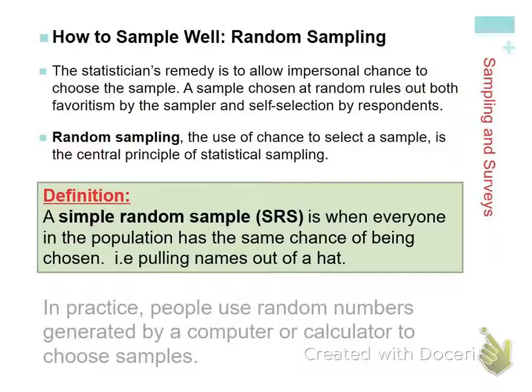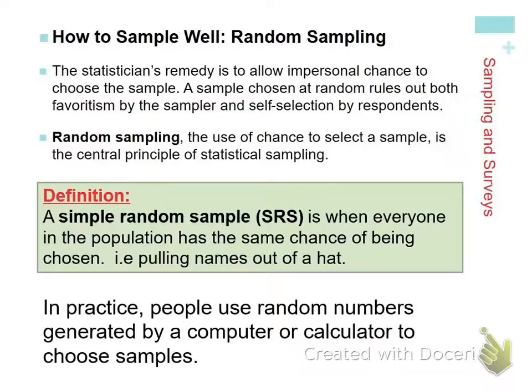That becomes problematic too. I mean, that's your most basic non-digital way to create a simple random sample. In theory, that's what we basically do. In practice, people use random number generators by a computer or a calculator, and we're going to use our calculator and talk about how to do that to choose samples. Okay?